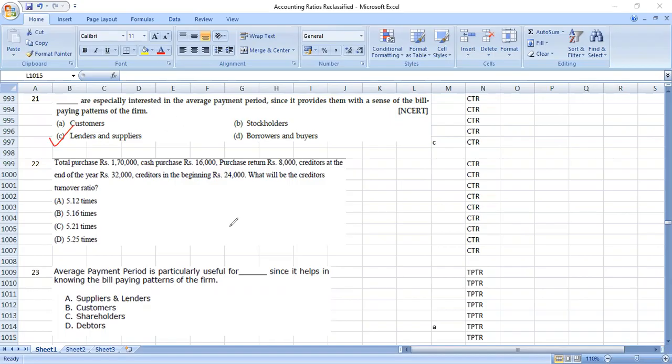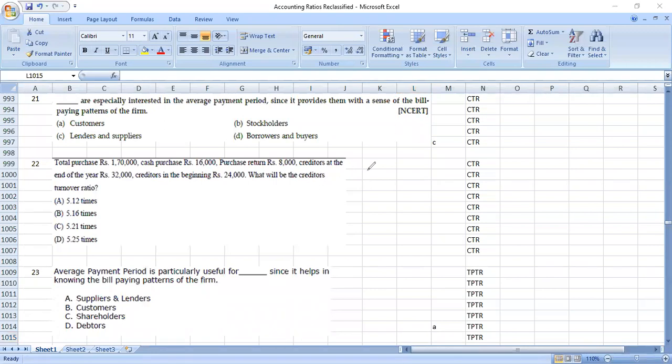Next we have a numerical. Total purchases 1,70,000, cash purchases 16,000, purchase return 8,000. Creditors turnover ratio they're asking. For creditors turnover ratio, it is total credit purchases divided by average creditors. That is opening creditors plus closing creditors divided by 2.